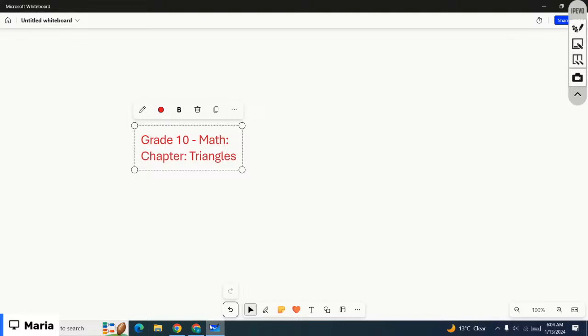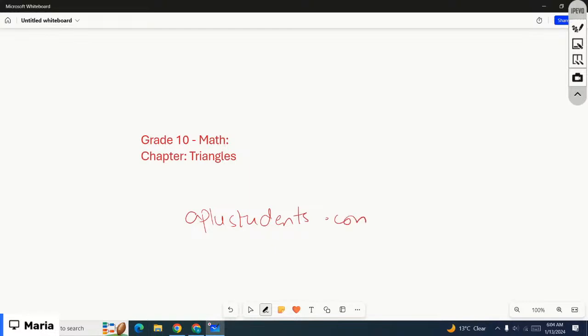You can find all the lessons on ablestudents.com. You have to log in there using your email address, and the password is provided by the administrator. Then you have to select math from the subject tab, scroll down to grade 10, and then click on view all lessons. There you can find a list of the chapters.